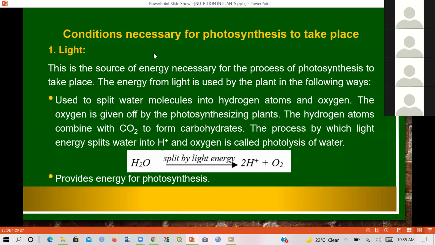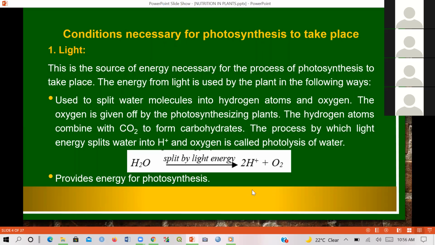Then the second role of light is that it provides the overall energy for the process of photosynthesis. The entire process of photosynthesis needs energy, and this energy is the one that is got from light. So these are the two roles of light during photosynthesis. I've said the first one, splitting a water molecule to give us hydrogen and oxygen. Then the second one, providing energy for photosynthesis.